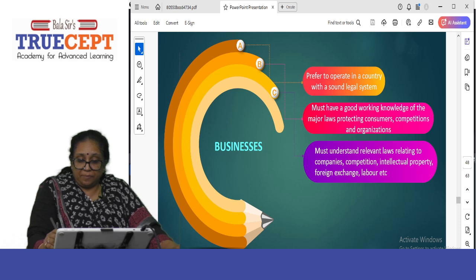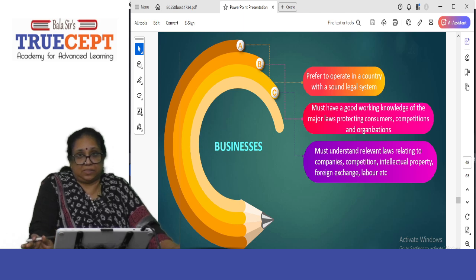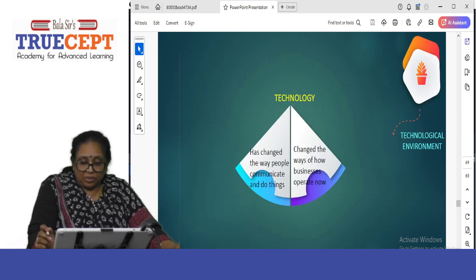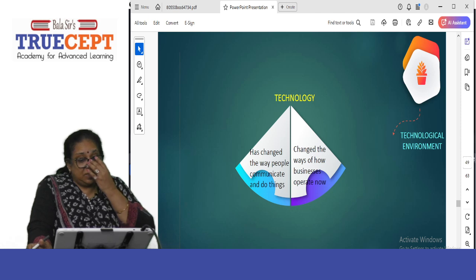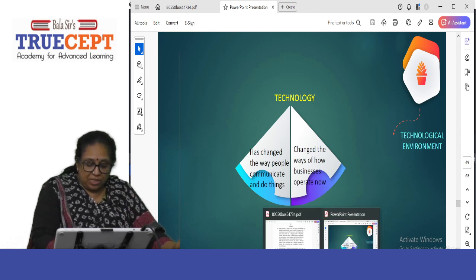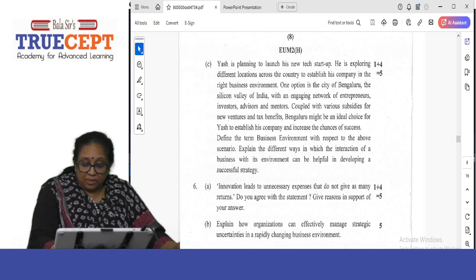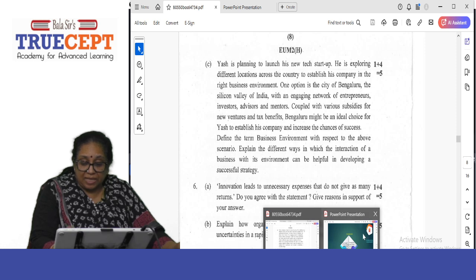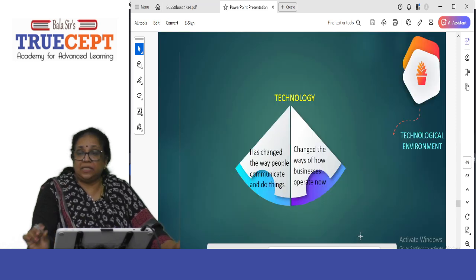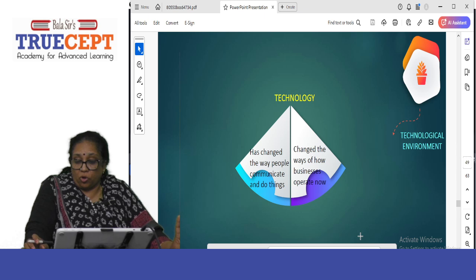See, businesses prefer to operate with a sound legal system. With that, you can stop with this. So now we come to the technological environment, because his is a technology company. If you see, he is working in a new tech startup. That is why these two points have to be taken care of. One is the political legal environment. The second one is technology.